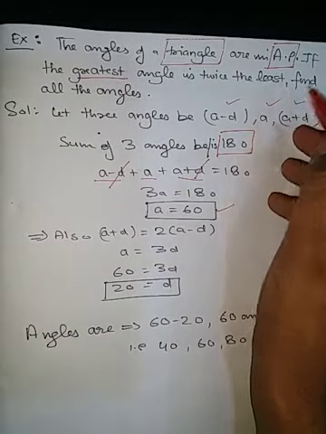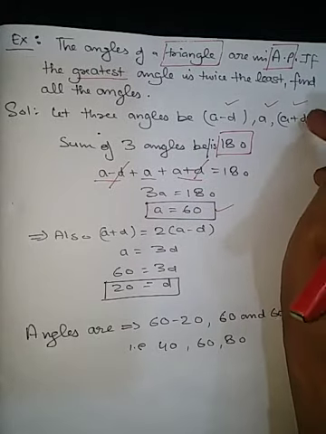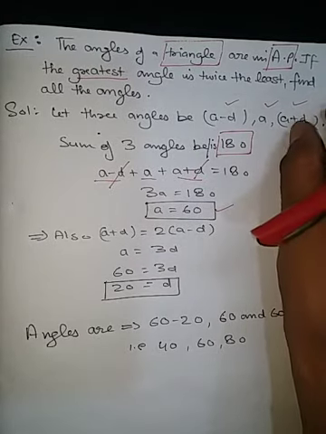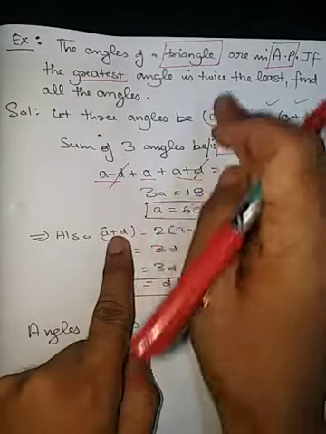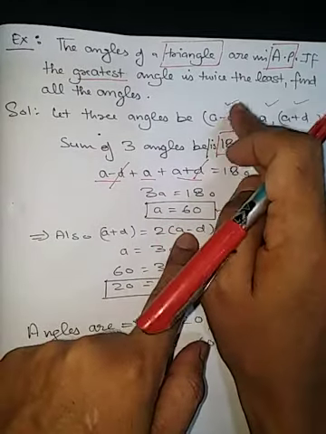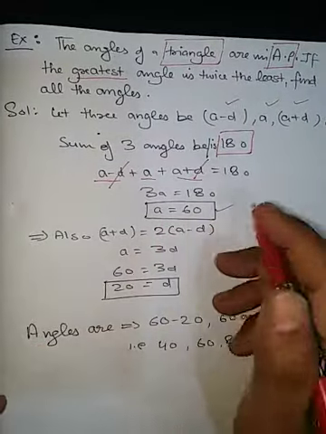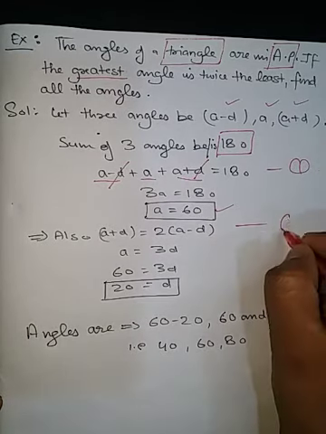And one more statement is given, that the greatest angle is twice the least. Which is the greatest angle among them? This will be the greatest angle because it has the maximum value. So the greatest angle, that is A plus D, is twice the least. The smallest will be the first one. Again we have got an equation. Let this be equation 1, equation 2.